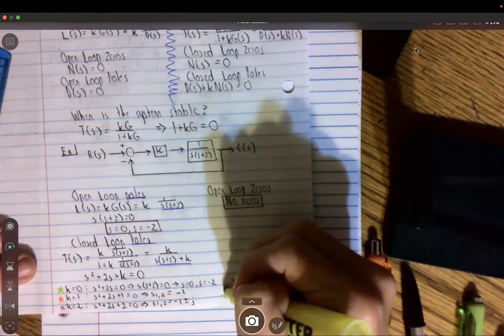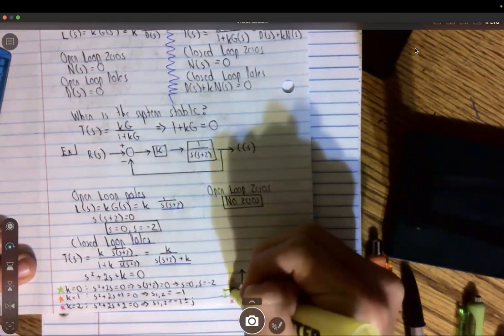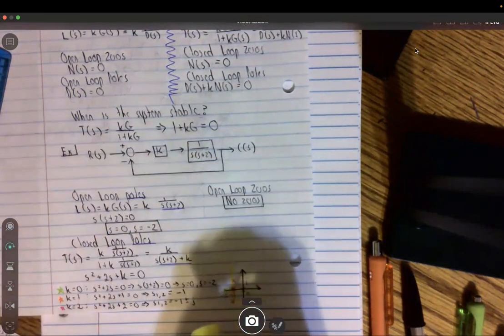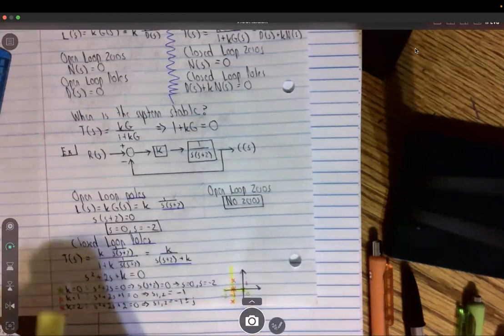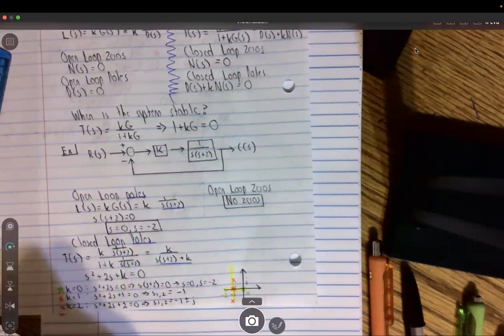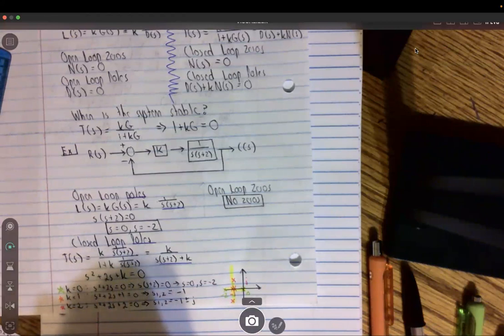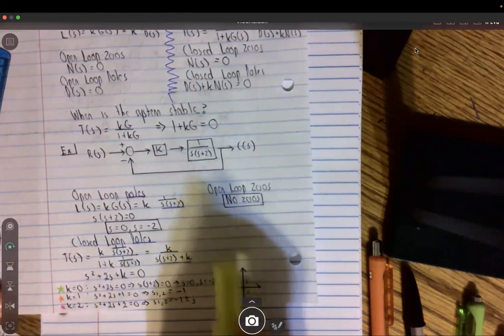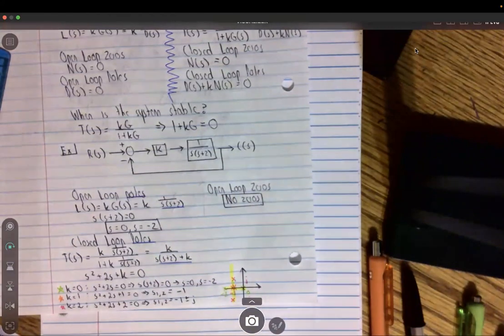So we started at -2, and then it went upwards, and then we're going to have here from 0, and it's going to go down to -infinity. So what you're going to notice is that once you increase the value of k, the closed loop poles basically are going to follow along this path. And so they're going to go up to positive and negative infinity.